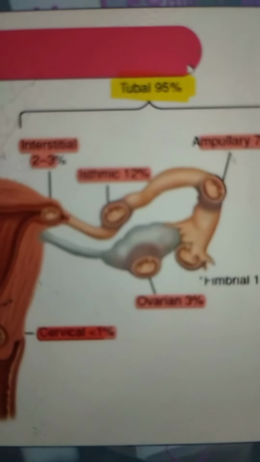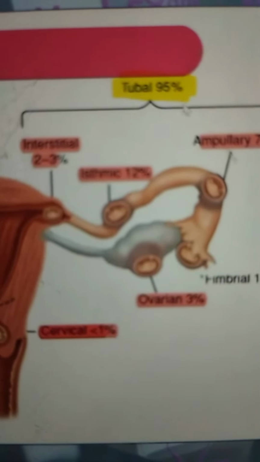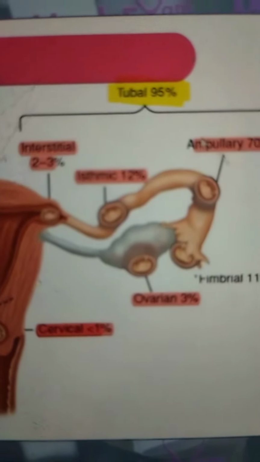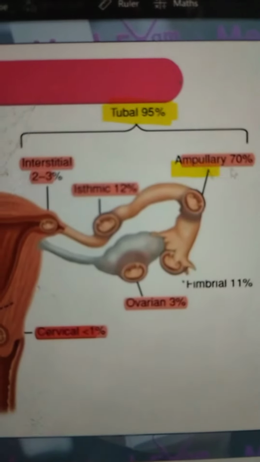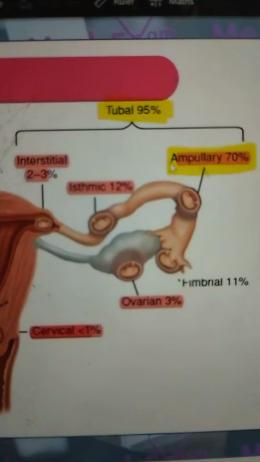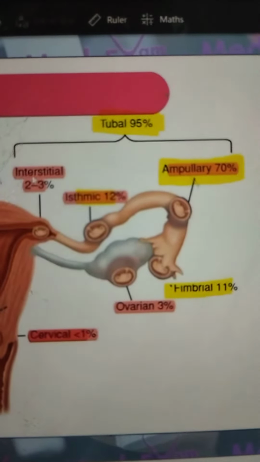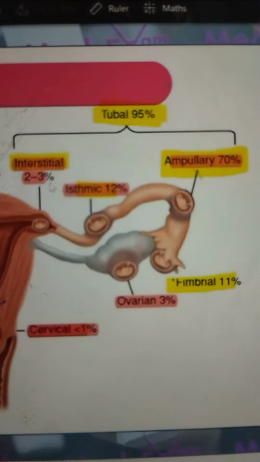95% is tubal ectopic. Among the tube, which is the most common? Among the tube, it's the ampullary, which accounts for 70% of the ectopic. Followed by we have fimbrial, isthmic, and interstitial, right?